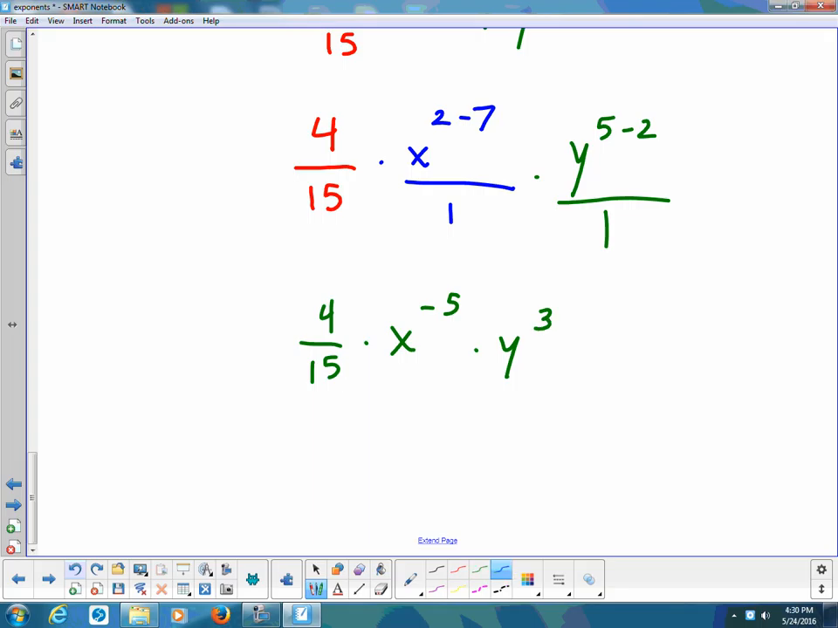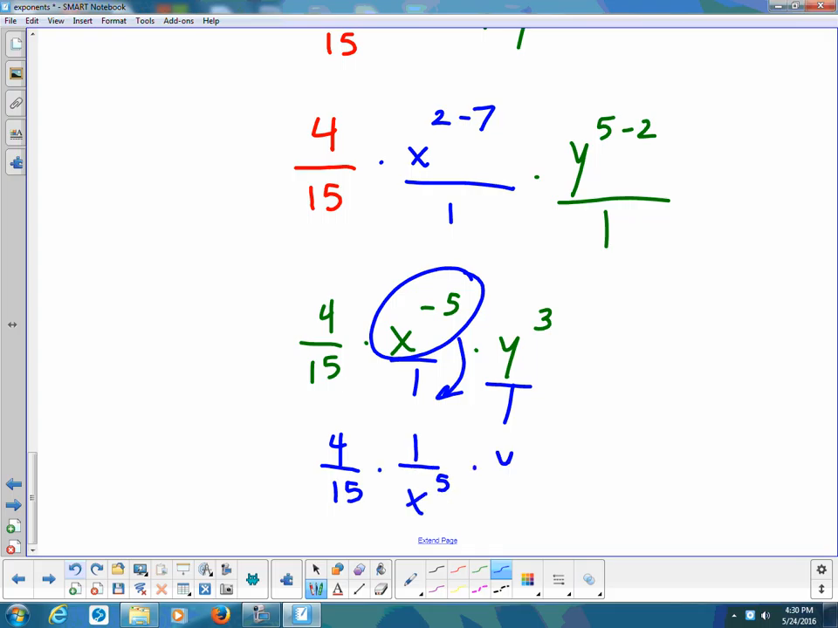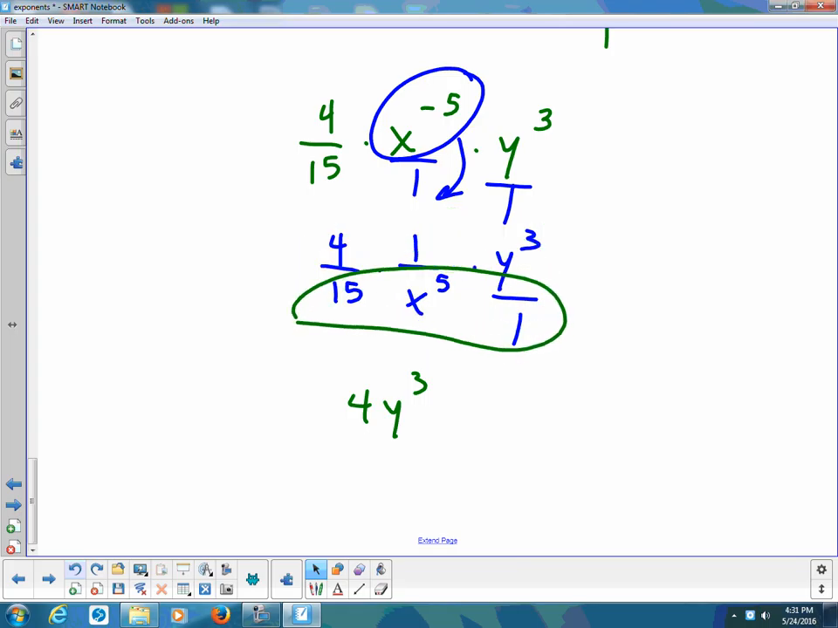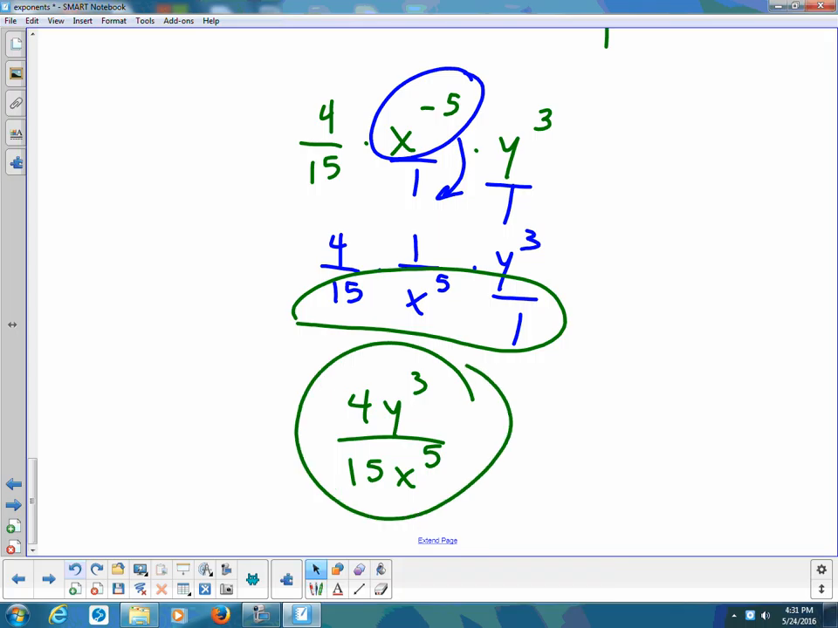So here, x to the 5th is really over 1, y to the 3rd is over 1, but I'm going to want to bring this one down to the denominator and make it an x to the positive 5th. So I've got 4 over 15 times 1 over x to the 5th times y to the 3rd over 1. And so multiplying my numerators together, I get 4y to the 3rd. Multiplying my denominators together, I get 15x to the 5th. And that's going to be my answer for that one.